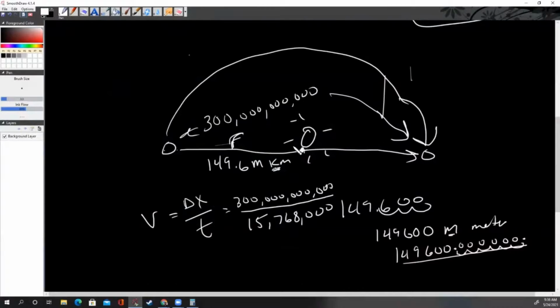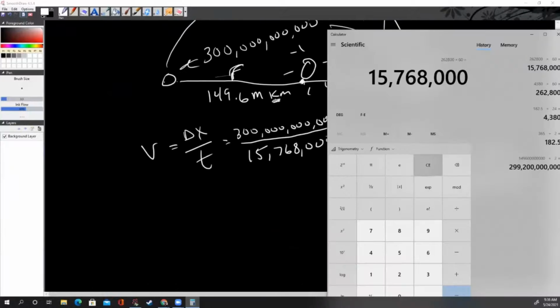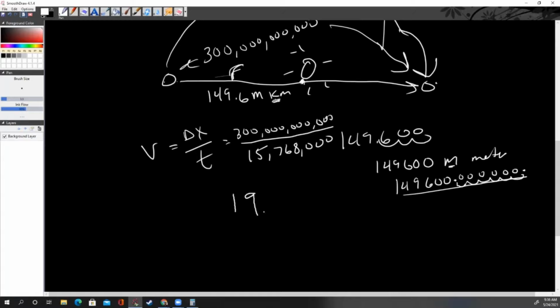We got the total displacement, the distance from here to here, and we got how long it takes to get there. So the average velocity would be, let's do the math. Clear. And we're going to do 300 billion divided by 15,768,000. Enter. And I get 19.025. These were meters, and these were seconds down here. And that's meters per second.